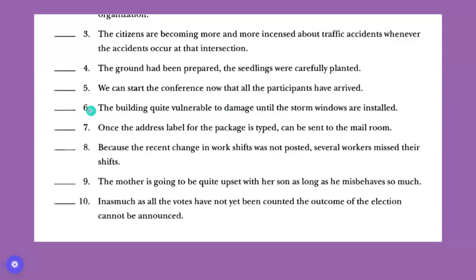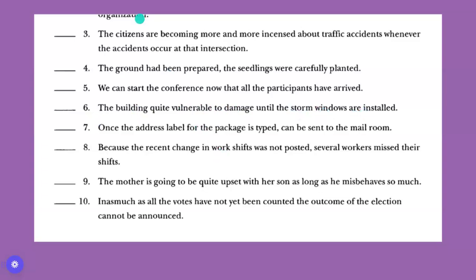If you see, we have a long phrase, but we don't have any action. It says the building vulnerable to damage. What happened to it? Yeah, this sentence is incorrect. We don't have a verb in this clause. We have here subject and verb. The storm windows is the subject, are installed is the verb.